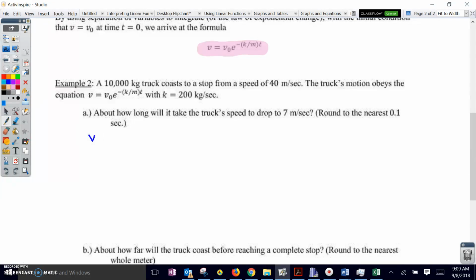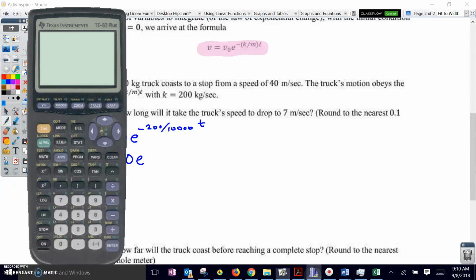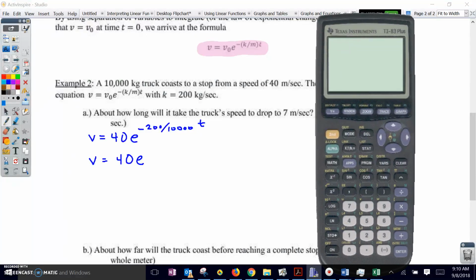We're looking for velocity here, and v sub 0 is 40 meters per second, and k is 200, and m, the mass of the truck, is 10,000. And so simplifying that, we get velocity is equal to 40 e to the, let's see, negative 200 over 10,000.